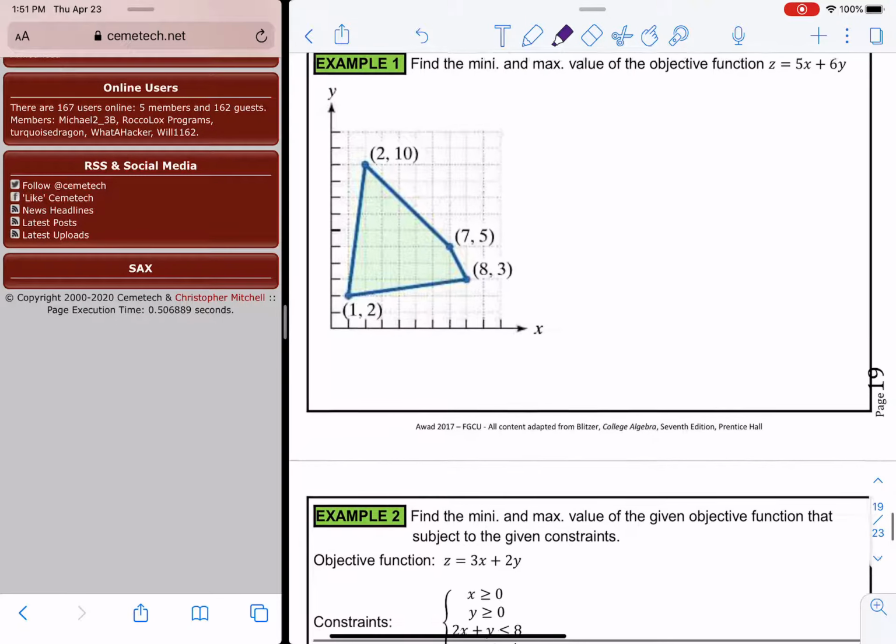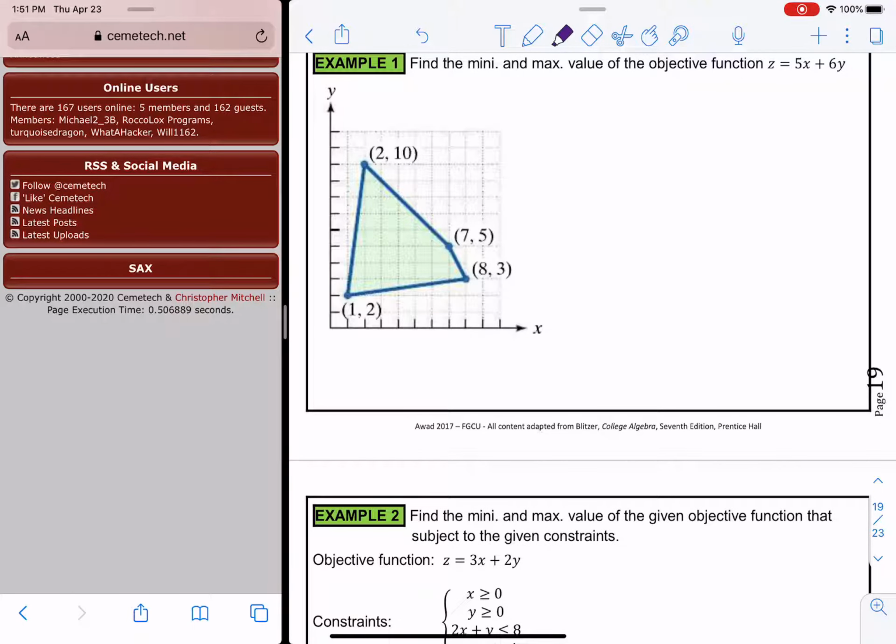So here is the first example, and this example is straightforward in the sense we have a feasible region. How did they get this feasible region? They actually used a set of constraints, and by using those constraints we came up with this feasible region. And we have a bunch of corner points here. So I'll write it as xy coordinates, and z equals 5x plus 6y is the objective function. So when x is 1, y is 2, x is 2, y is 10, x is 7, y is 5, x is 8, y is 3. And those would be the 4 points that we have.